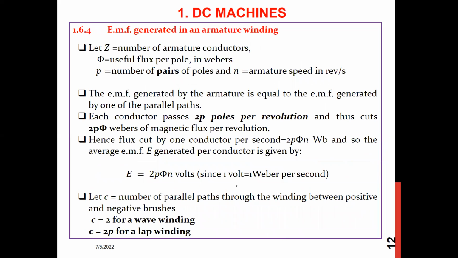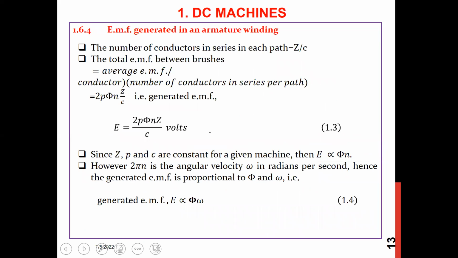To find the EMF generated in armature windings, the EMF generated is 2p phi n multiplied by Z divided by the number of conductors in the series path. That was all about our discussion today.